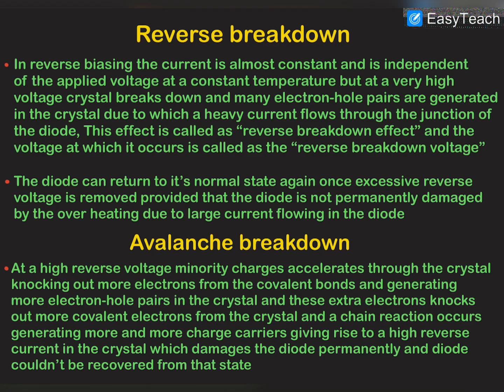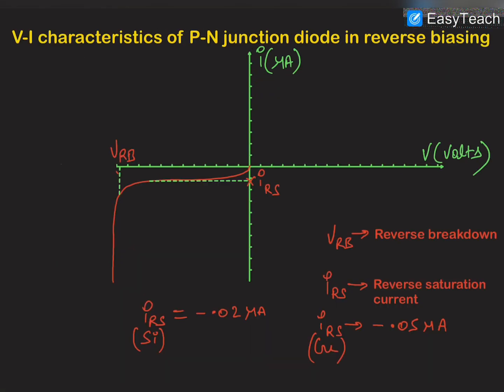Those extra generated electron-hole pairs also move with very fast velocity, and they again knock out more electrons. This is a chain reaction which starts in the diode, and a very large amount of current flows through it, which burns the diode permanently. This is called avalanche breakdown. So avalanche breakdown comes after reverse breakdown, and we cannot recover the diode after avalanche breakdown. We can only recover the diode after reverse breakdown. It is very important to note that these two phenomena are different.